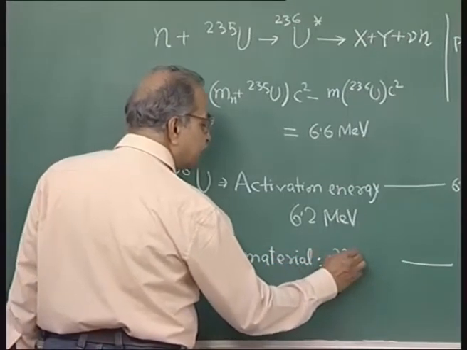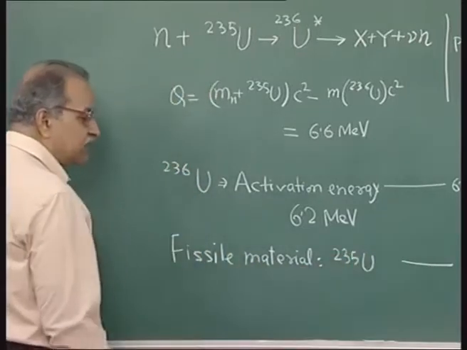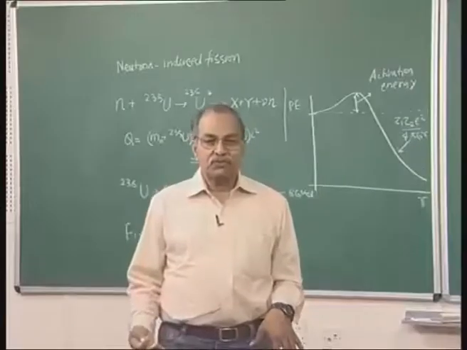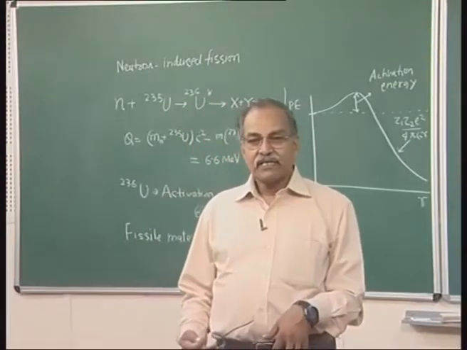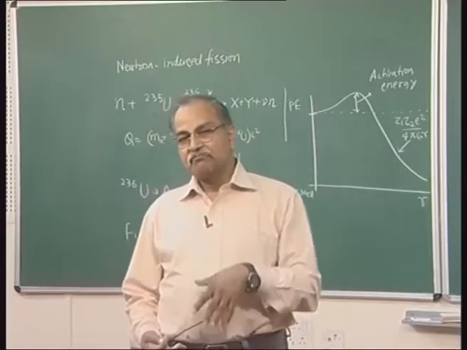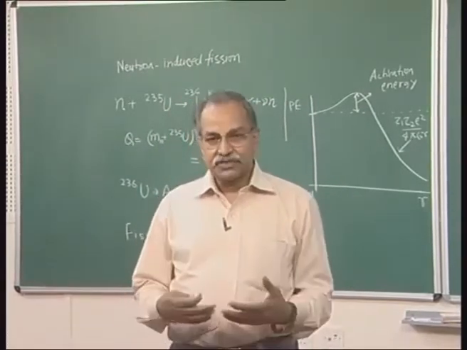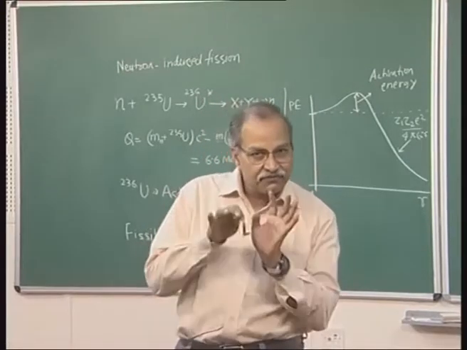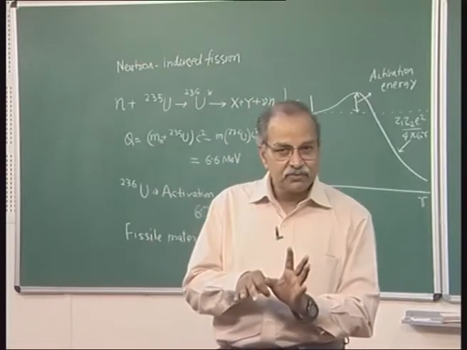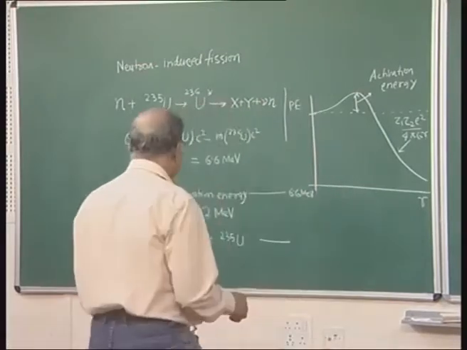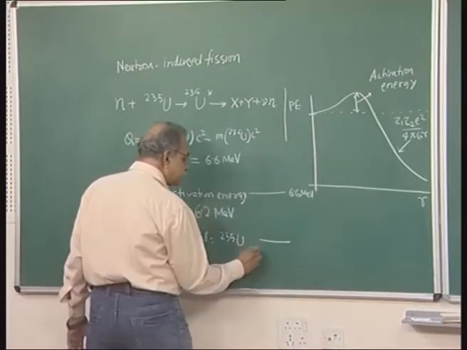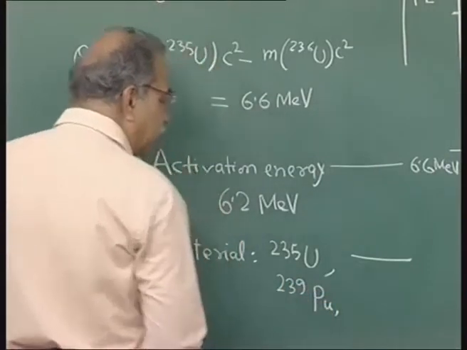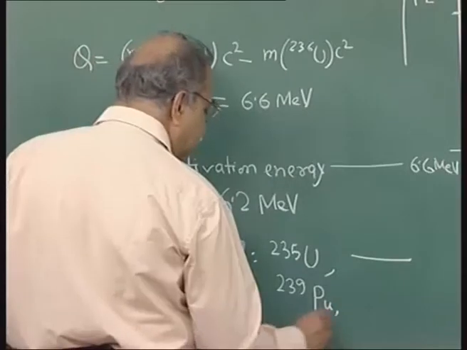Uranium 235 is a fissile material. Fissile material means the materials in which very low energy neutrons can get absorbed, and then without any potential barrier penetration it can readily fission. So, that is fissile material. Uranium 235 is one of the fissile materials. There are other fissile materials like plutonium 239, right. You can have a fissile material like 239 plutonium, or 233 uranium also.